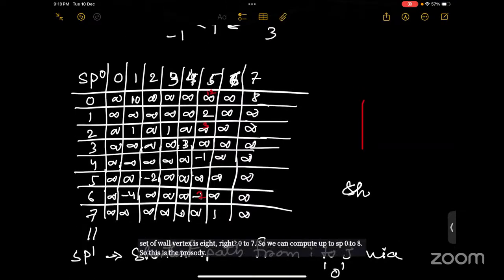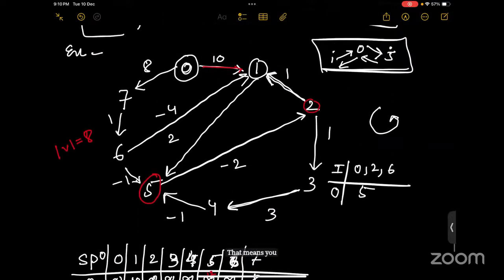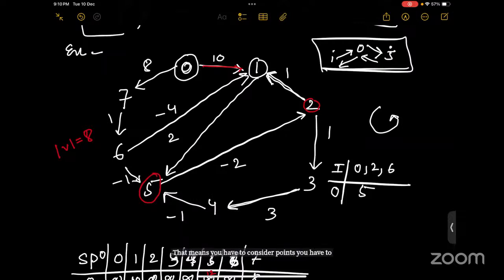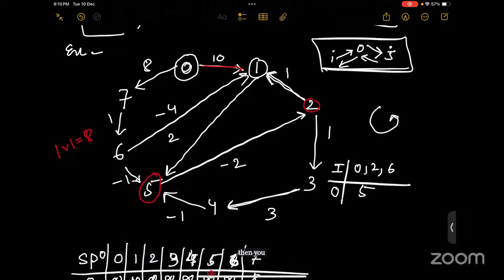Okay. So is it clear how to compute these matrices? We have to take some 2 points and then we have to see how much we can connect those. That means you have to consider points. You have to take the possible combinations. If you can discard some way, then you just discard and check the vertices, check the incoming and outgoing edges, then conclude. Okay.